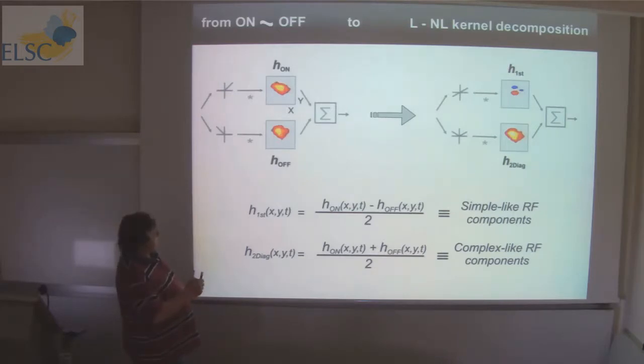So now, if I'm using the diagonal term of the second order kernel only, I can switch from the on-off kernels to the linear nonlinear kernel in a very simple fashion. I take as the linear kernel, the simple receptive field component, the difference for the same pixel of the on response and the off response divided by 2. That's the way most people in the old days were doing simple receptive fields. And for the diagonal term, I'm making the sum of the on and the off responses in the same pixel divided by 2, and I get the complex receptive field component.